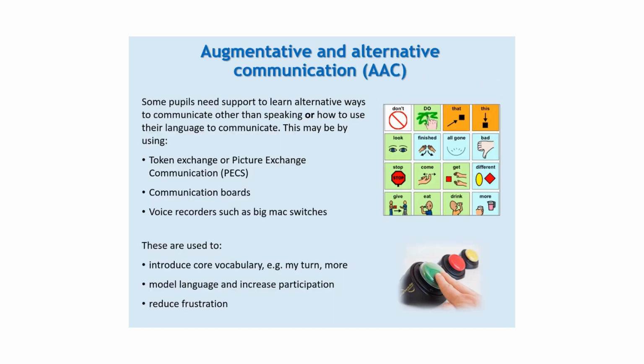Augmentative and alternative communication, AAC. Some pupils need support to learn alternative ways to communicate other than speaking, or how to use their language to communicate. This may be by using token exchange or picture exchange communication, PECs, communication boards, and voice recorders, such as big mac switches. These are used to introduce core vocabulary, for example, my turn and more, model language and increase participation, and reduce frustration.